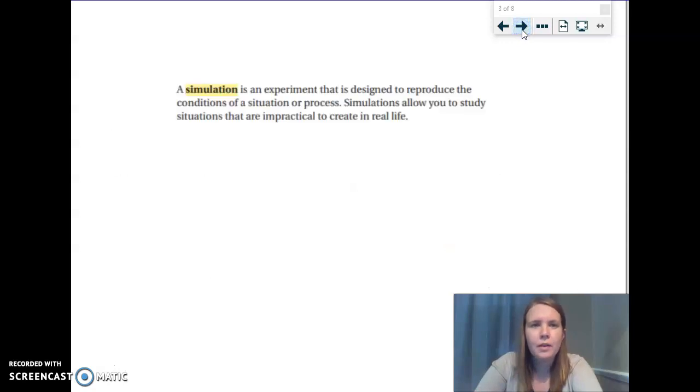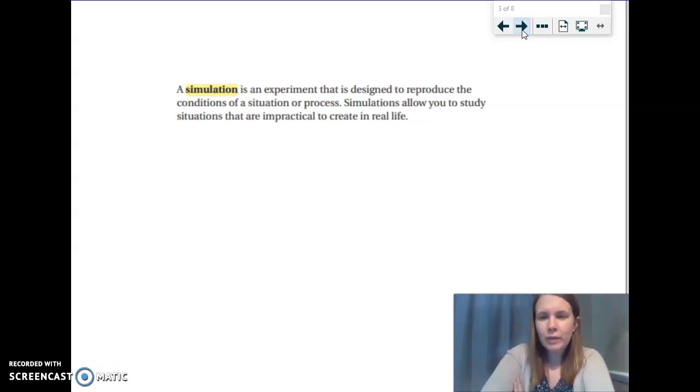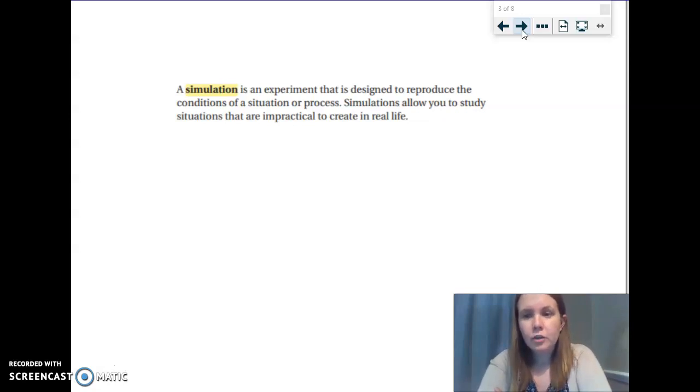Keeping our warm up. So here is what a simulation is. A simulation is an experiment that is designed to produce the conditions of a situation or process. A simulation allows you to study situations that are impractical to create in real life. So this is where, how do I explain this? This is where big study things come into play, or big researchers do these things, and it's just not situational for us to try and recreate their whole entire experiment.